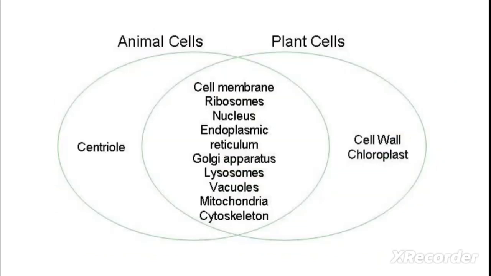So in conclusion, we can say there are a lot of similarities in plant cells as well as animal cells, such as cell membrane, ribosome, nucleus, endoplasmic reticulum, Golgi apparatus, lysosome, vacuoles, mitochondria, cytoskeleton. But still, in animal cells, centrioles are present in extra, while plant cells have cell wall and chloroplast in excess. So these were the major differences and similarities between them.